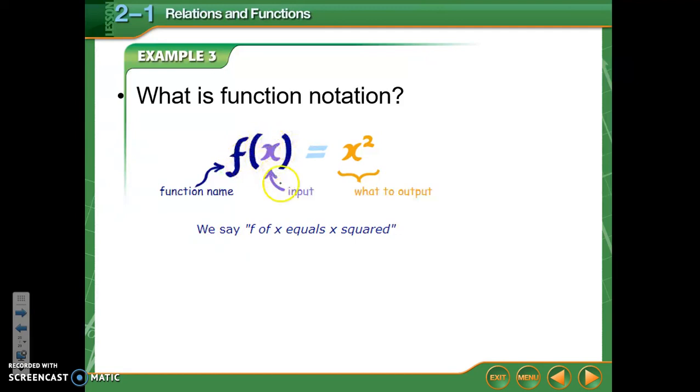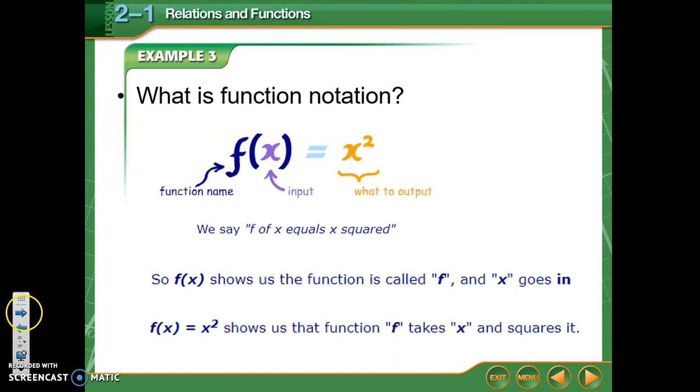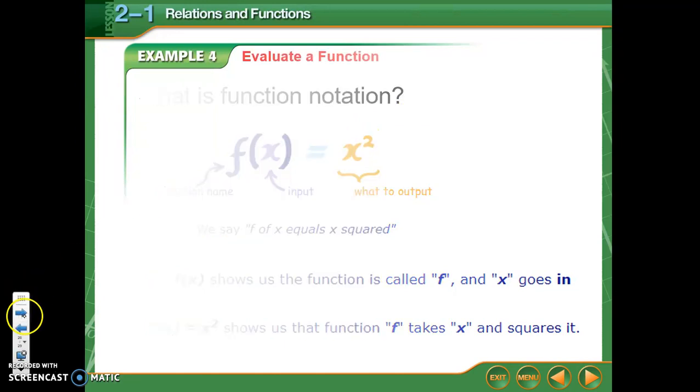This variable right here shows me what my input value is, and this part here tells me what the output is. So we would read this as f of x equals x squared. f of x says this is a function called f, and x is what I plug into this function. And this x squared says that when I plug in x, what f does is it plugs x in and it squares it to get a y value.